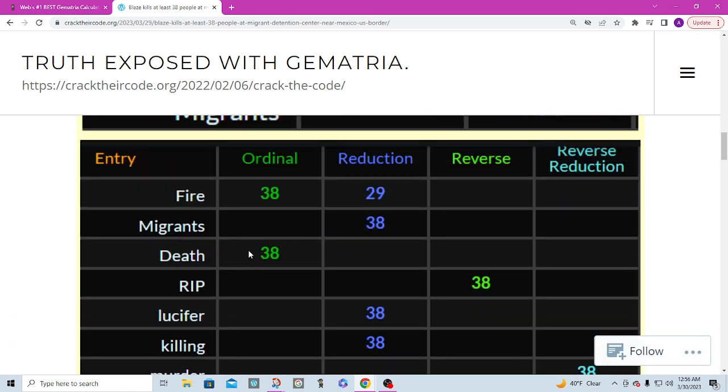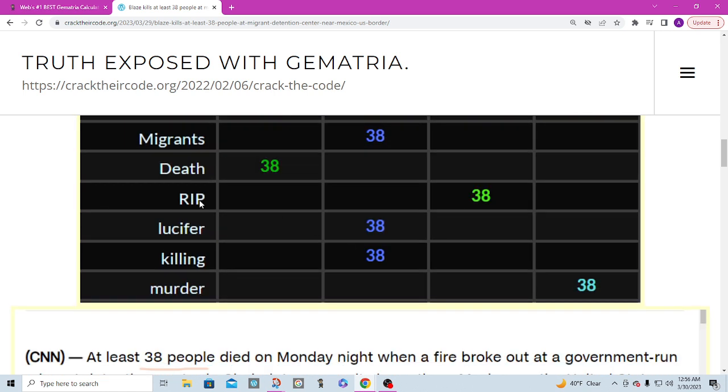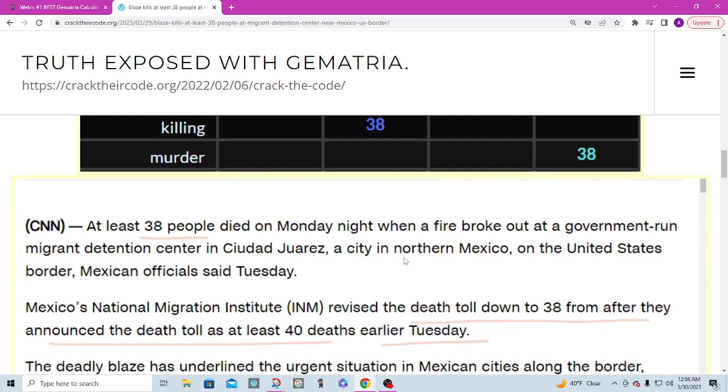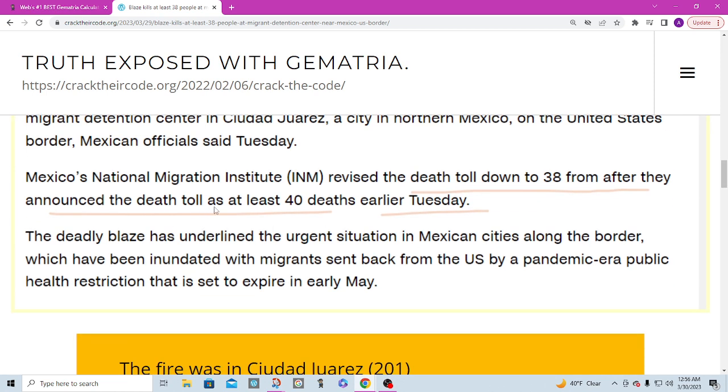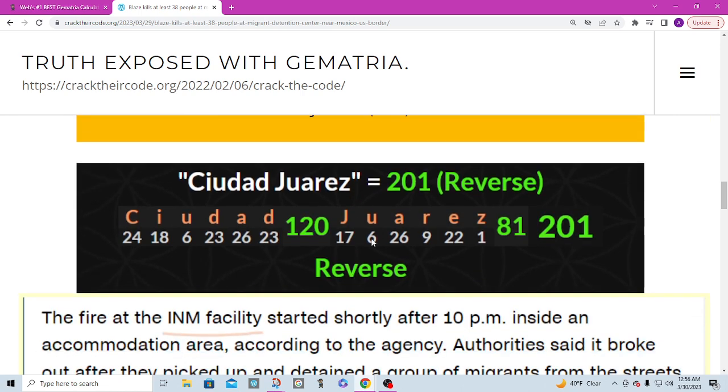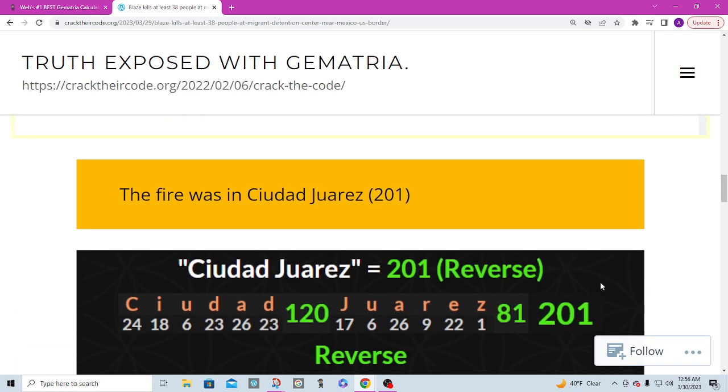And we know that 38 is those kill numbers. Death, RIP, Lucifer, Masonic, or not Masonic, killing, murder. At least 38 people died on Monday. They announced the death toll, at least 40 deaths on Tuesday. And look, there's that 201. That's the city it happened in.